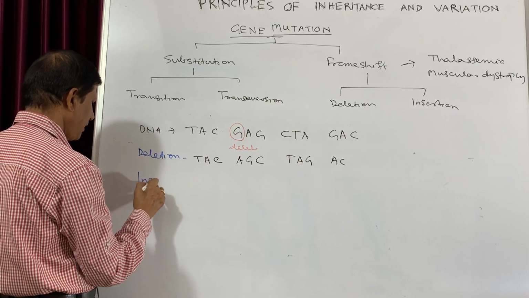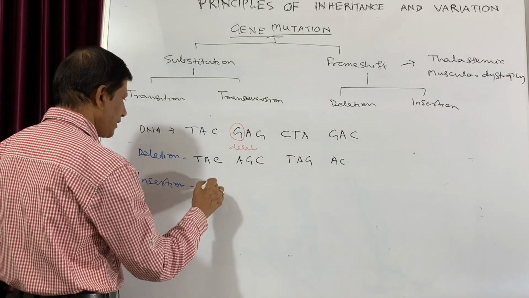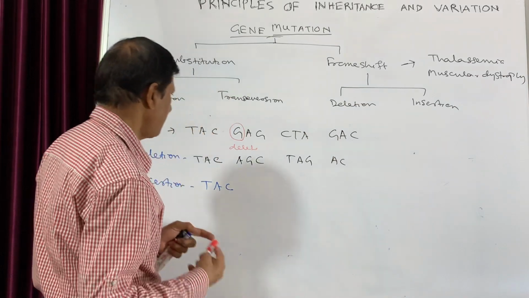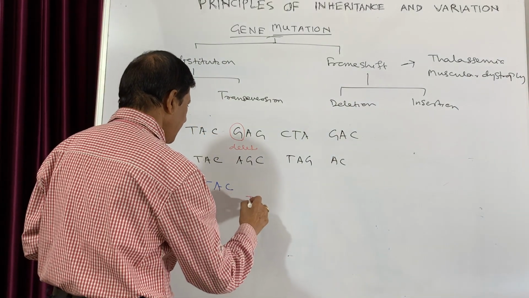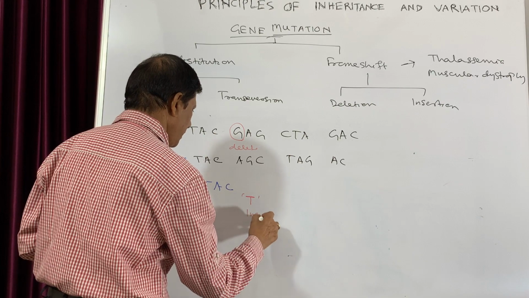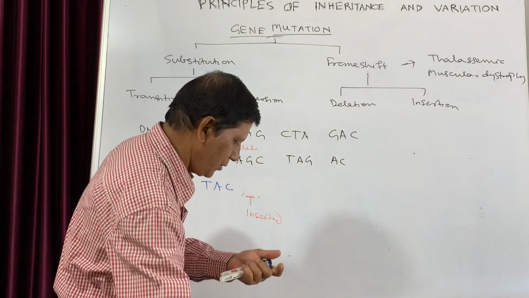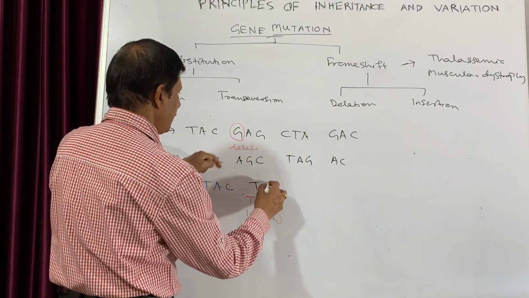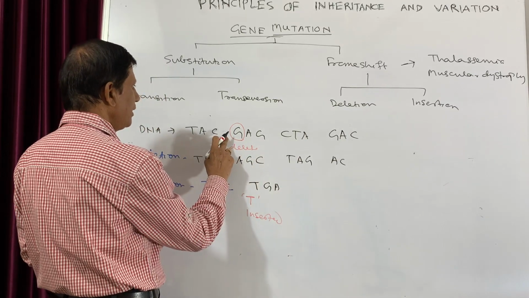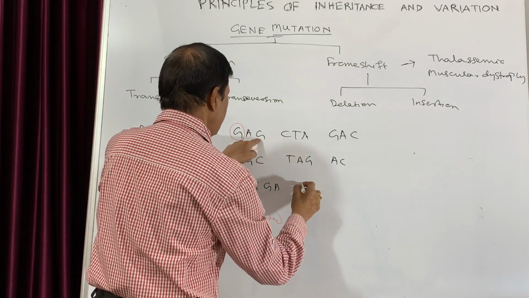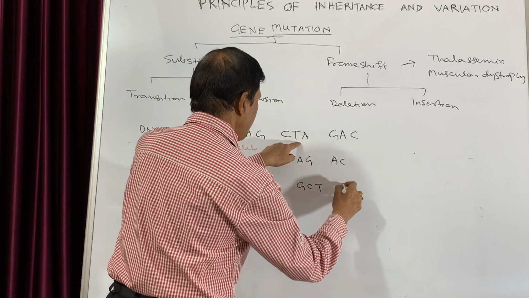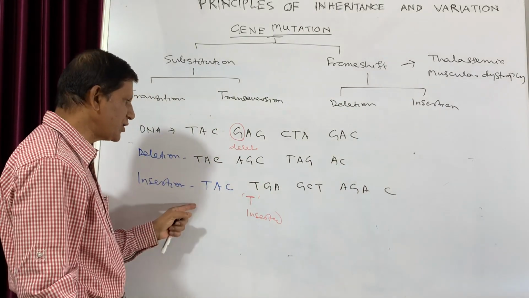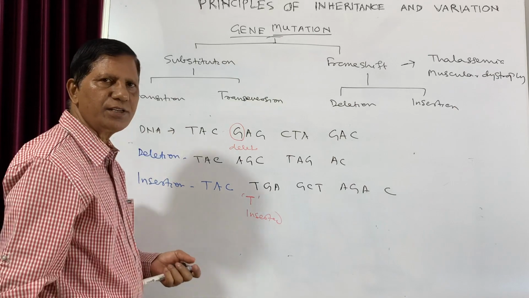Now let us take the case of insertion. In insertion again, suppose TAC, GAG, and now we insert something. Suppose here T is inserted. So now what will happen? When T is inserted here, then it will be TGA. Here T is inserted, so TGA. Then G will go to that side, GCT. Then A will move, AGA, then C. So you see, whether it is deletion or insertion, in both cases the sequences are changed.